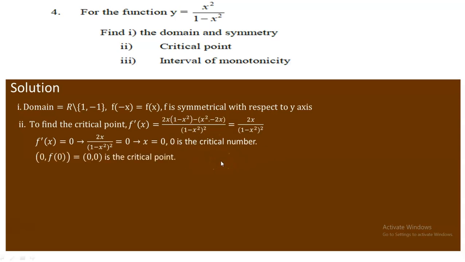So the critical point is the point obtained by taking the critical number and f at the critical number. So this is 0, and f at 0 is obtained simply by putting 0 in place of x. 0 squared over 1 minus 0 squared is 0. So (0, 0) is a critical point. The origin is a critical point.